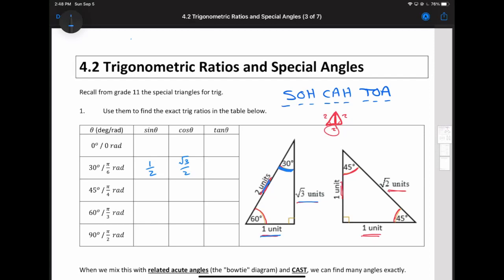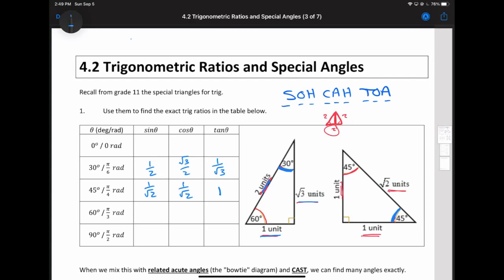Tangent of 30 degrees is opposite over adjacent. Opposite is 1. Adjacent is the root 3. Okay, that wasn't too painful. 45 degrees, we can do the same trick. I'll look down at this bottom corner, although it doesn't really matter. But the sine of that is going to be opposite over hypotenuse, which is 1 over root 2. The cos is going to be adjacent over hypotenuse, which is also 1 over root 2. And the tangent is going to be opposite over adjacent, which is 1 over 1, which is 1.